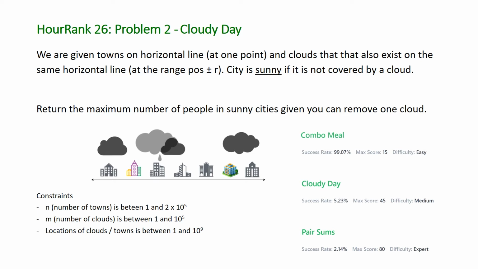And in the bottom right here, we can see that the first problem in HourRank was very, very easy. It had a 99+% success rate, and then there was a huge drop-off. This is pretty large for a medium-level problem, so there were quite a few people that had difficulty with this. So let's take a look at an example.